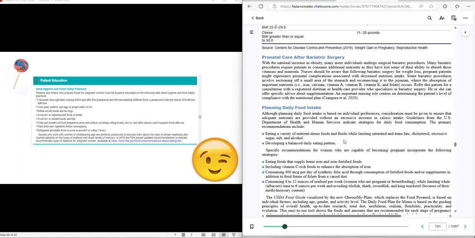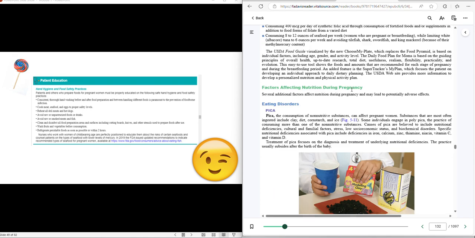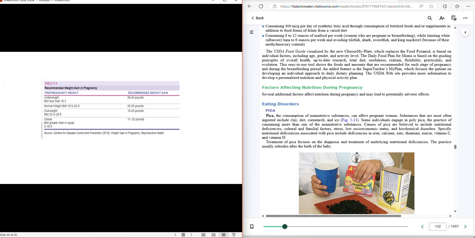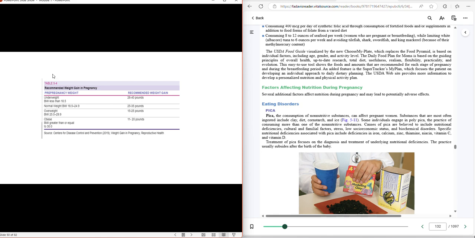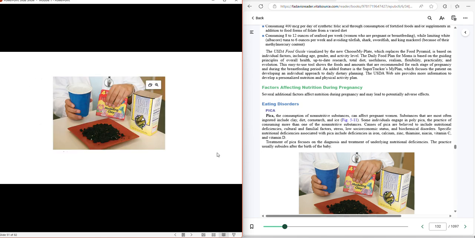Planning daily food intakes. It talks about prenatal care after bariatric surgery. And then it starts talking about different factors of nutrition during pregnancy. Okay, there is that chart in the book about the weight gain. Okay, there's something called pica, and you may have seen this or heard of it.